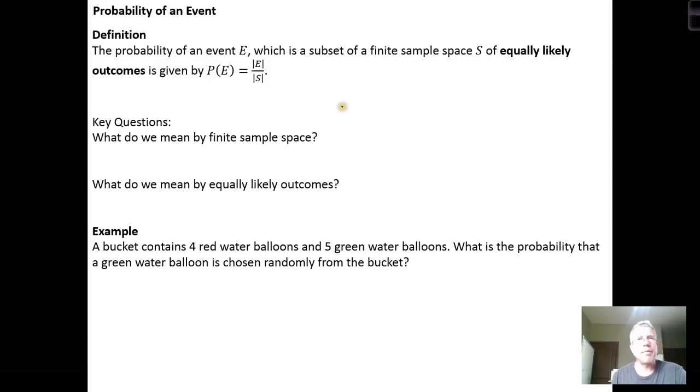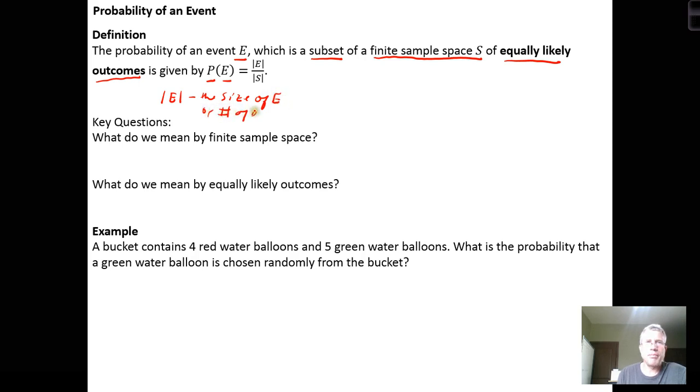So now we need to talk about the probability of an event. So the probability of an event E, which is a subset of a finite sample space S of equally likely outcomes, is given by, so this is the probability of E equals, and we have these absolute value signs on the sets. So remember from set theory that this is the cardinality of E. This is the cardinality of S. Or in other words, this is the size of E. The size of E. Or in other words, the number of elements in E.